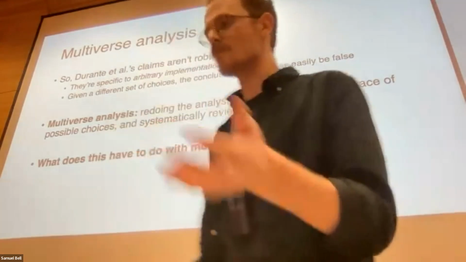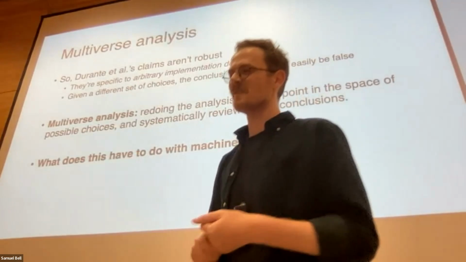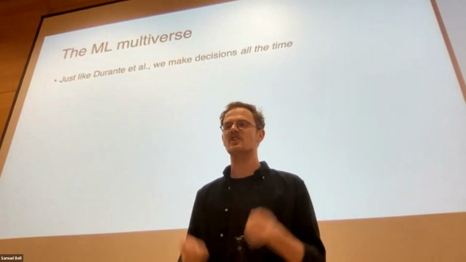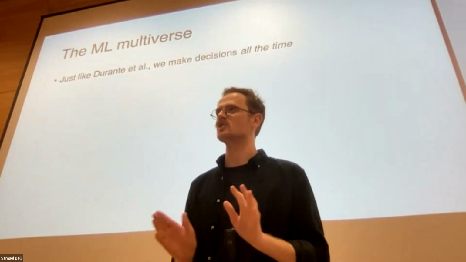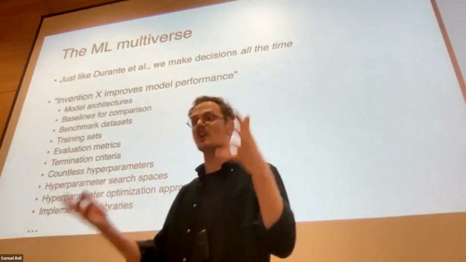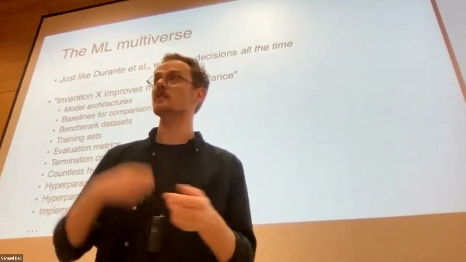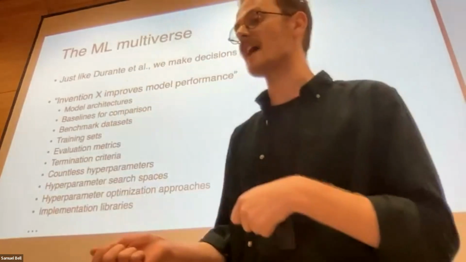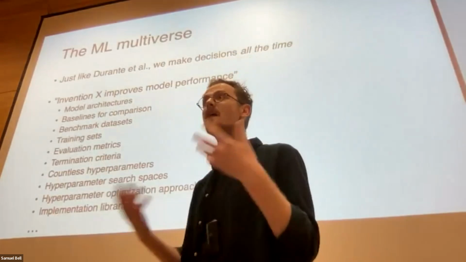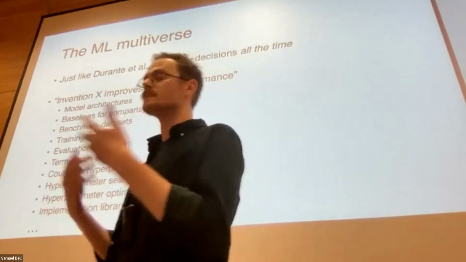But we're meant to be talking about machine learning. I have promised I'll talk about deep learning. So I guess that's the most important thing. Why are we talking about this? I think it should hopefully be clear that just like Durante and her co-authors, we make decisions in machine learning all the time. You could think about this case of invention X improving model performance. In order to do that, we need a model architecture to modify, we need baselines to compare against, we need data sets, evaluation metrics. That's even before you get to things like hyperparameters, where you have this huge space of hyperparameters you can choose from, or hyperparameter optimization methods.